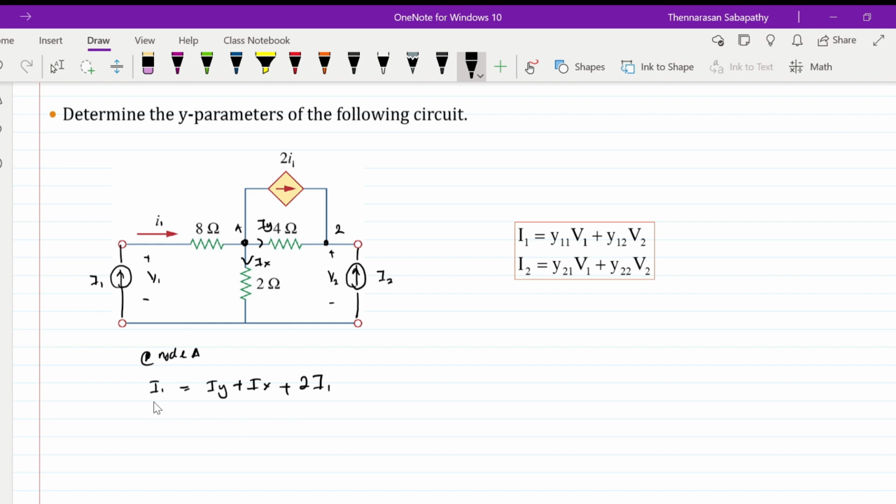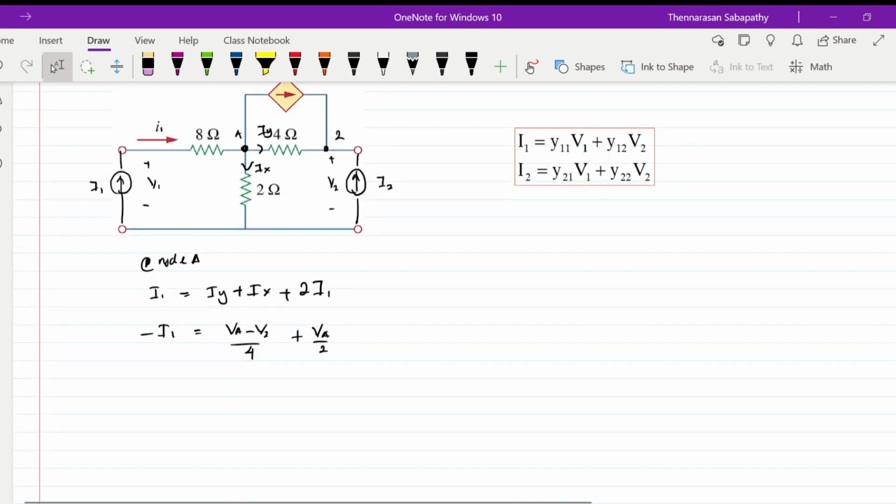I can bring this I1 here. This will be negative I1, and Iy is VA minus V2 over 4. Ix is VA over 2, and we have 2I1 already brought to the left hand side. Now we're going to get what is VA.